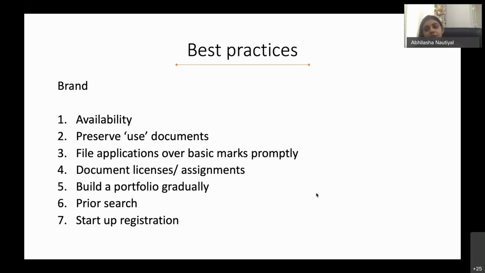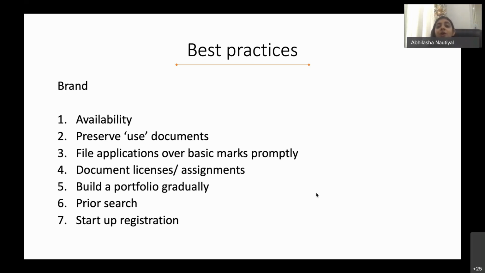Like I emphasized earlier, file applications over basic marks promptly. Whatever you think is going to be the bedrock of your business, you must protect that brand, maybe for just your core goods, not for everything. Don't file a broad spectrum trademark application. Narrow it down, but you must file it as soon as possible.